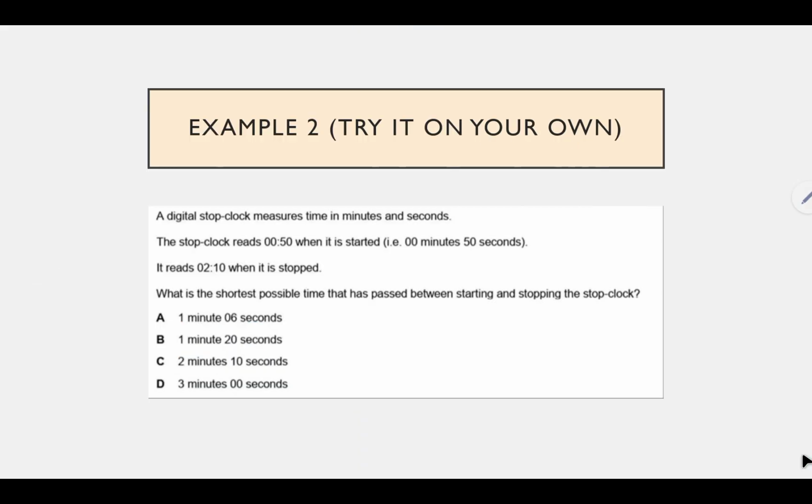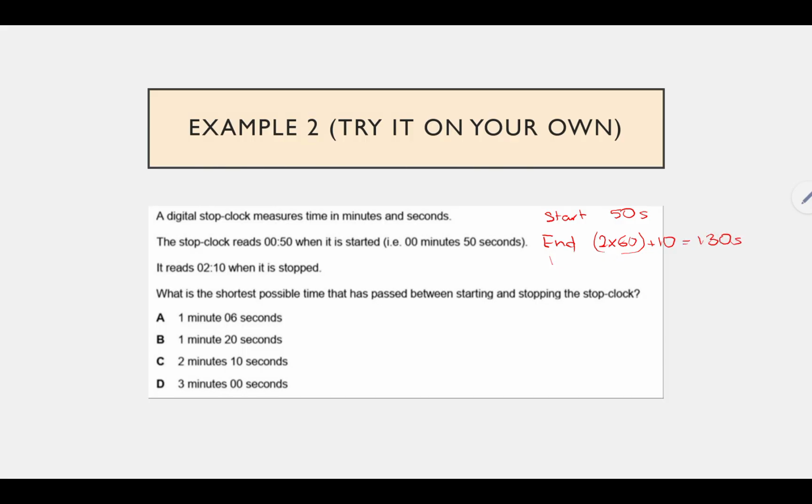Let's do another example. A digital stop clock measures time in minutes and seconds. The stop clock reads 00.50 when it started, and it reads 02.10 when it stopped. Let's convert those two values to seconds. So it started at 00.50, so that's 50 seconds. So my start is 50 seconds. And it ends at 2:10, so that's 2 minutes and 10 seconds. So 2 minutes, that's 2 times 60, and 10 seconds, so plus 10, so that's 130 seconds.